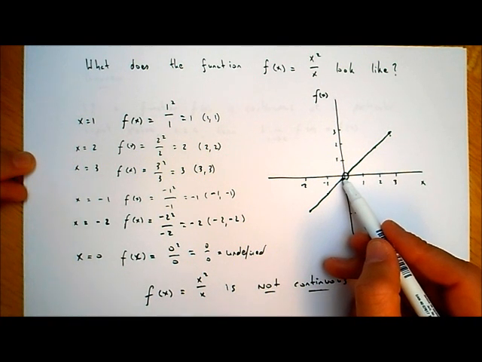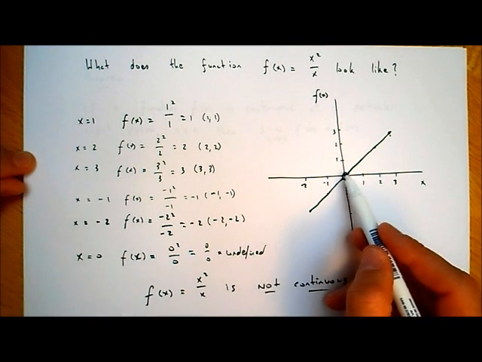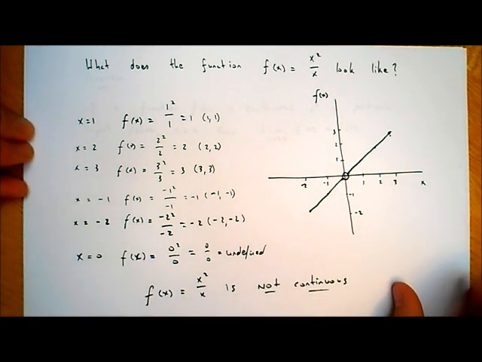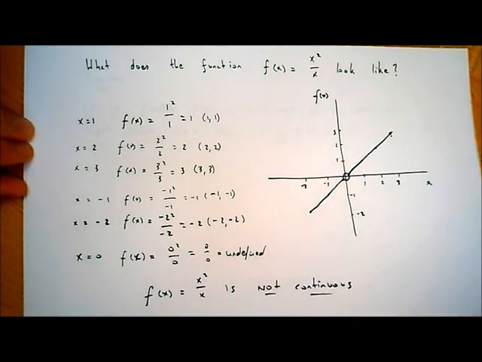Once I get to this point, I have to lift my pen off of the page, and I have to start again up here because we never pass through the point 0, 0 because the x value can never be 0 on this function. So let's have a look at what a continuous function would look like.